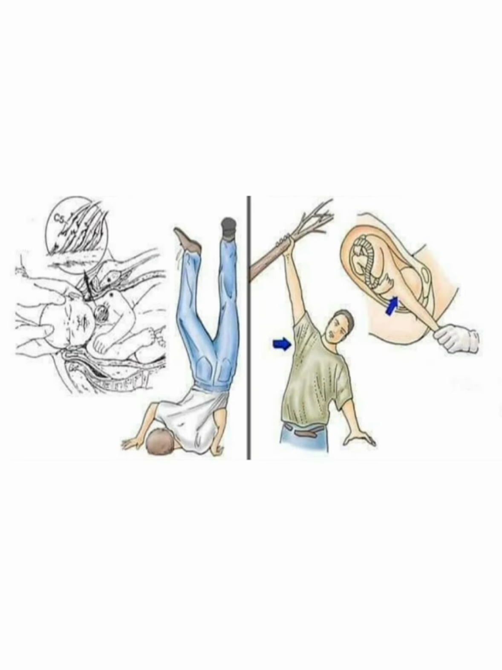Now let's compare Erb's paralysis and Klumpke's paralysis. In Erb's paralysis, there is injury to upper trunk of the brachial plexus. In Klumpke's paralysis, there is injury to lower trunk of brachial plexus. In Erb's paralysis, there is increase in angle between head and shoulder. In Klumpke's paralysis, there is increase in angle between trunk and shoulder.